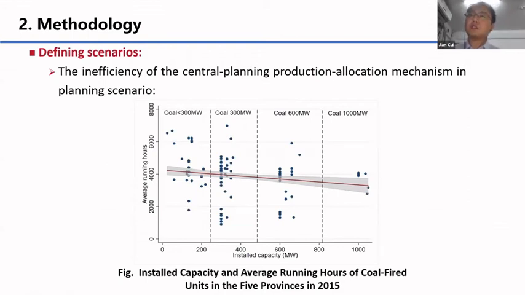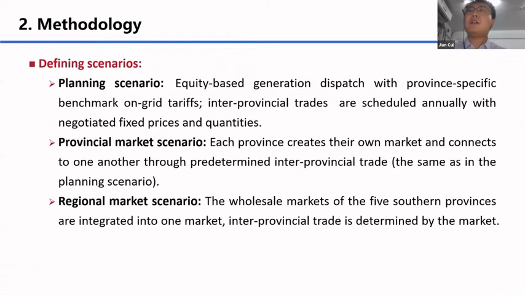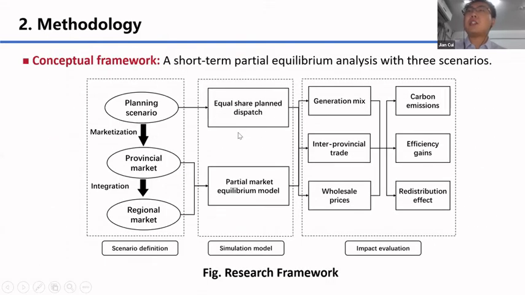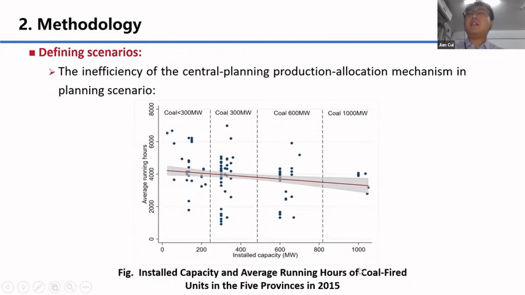This picture shows the eco share plan dispatch in 2018. This figure shows the installed capacity and the average running hours of coal-fired units in the five provinces. You can see that the inefficiency of the central planning production allocation mechanism is very obvious, as the high-efficiency units have similar or even lower average running hours than the low-efficiency generators.